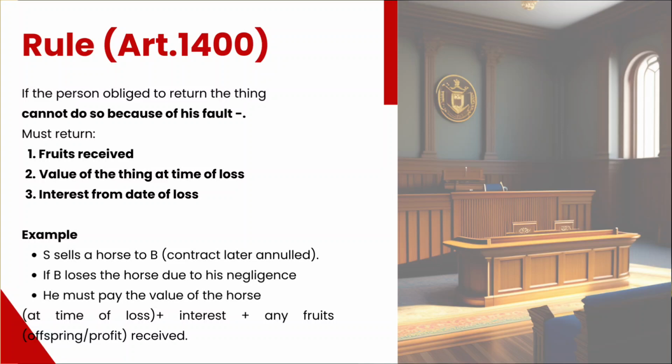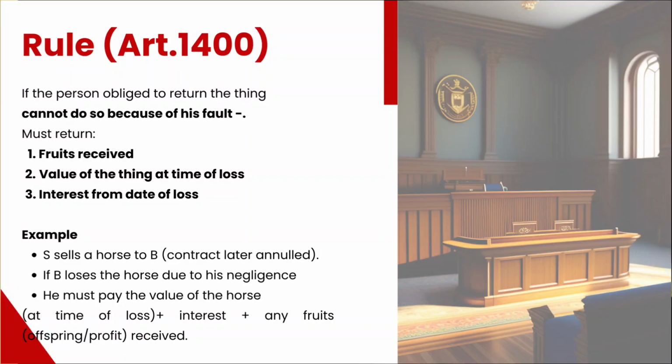Article 1400. Whenever the person obliged by the decree of annulment to return the thing cannot do so because it has been lost through his fault, he shall return the fruits received and the value of the thing at the time of the loss, with interest from the same date. Effect of loss of thing to be returned. 1. If the thing to be returned is lost without the fault of the person obliged to make restitution, the defendant, there is no more obligation to return such thing. But in such a case, the other cannot be compelled to restore what in virtue of the decree of annulment he is bound to return.